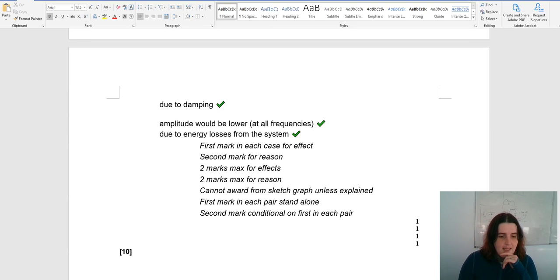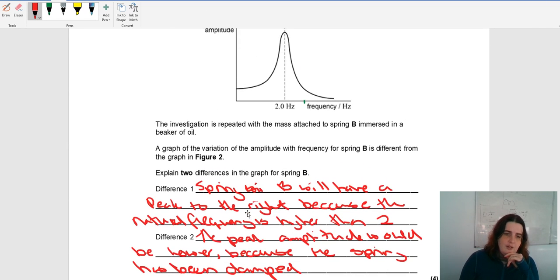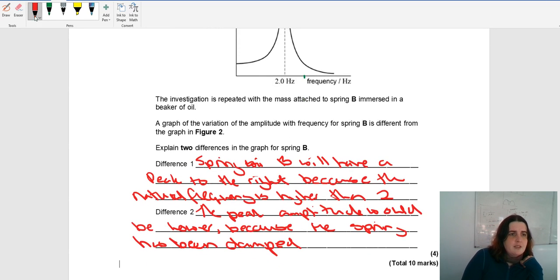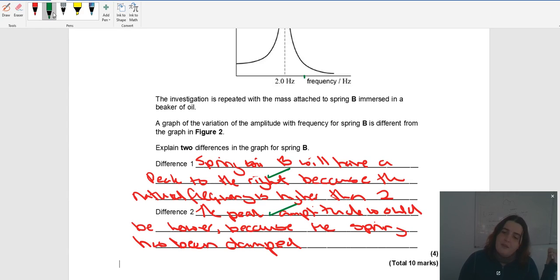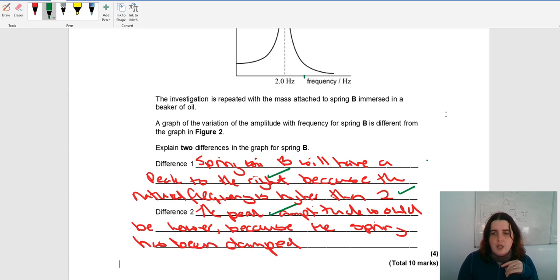Okay, so there is a nice question here. Explain two differences. As per usual, we get one mark for saying what the difference is, so the peak would be to the right, or the amplitude would be lower, and then the explaining part, the because afterwards, you would get this second mark for. So there we have it. That's the first of our second year questions here. This is more of what would be on a paper. It would be on paper 1, but it is more second year content.